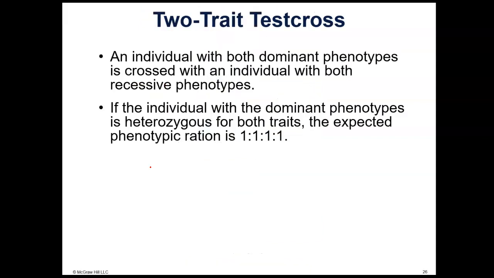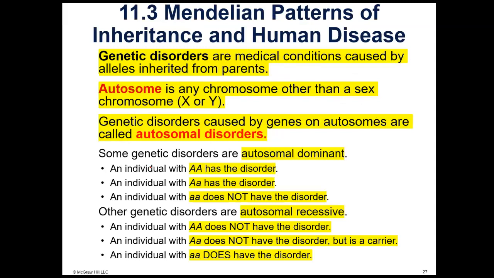And then this just tells you about a 2-trait test cross. I'm going to skip that. All right, let's talk about something besides garden peas.